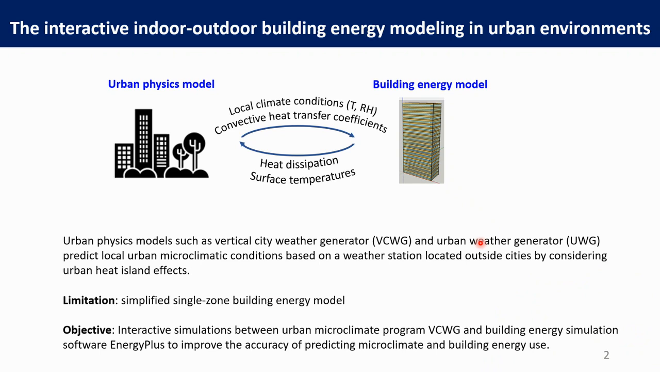So a little bit of background and motivation on this. We use urban physics models, such as the Vertical City Weather Generator or Urban Weather Generator. They can basically help us to predict the local or microclimate conditions based on the weather station data at the rural area, with the consideration of urban features as well as the urban heat island effect.